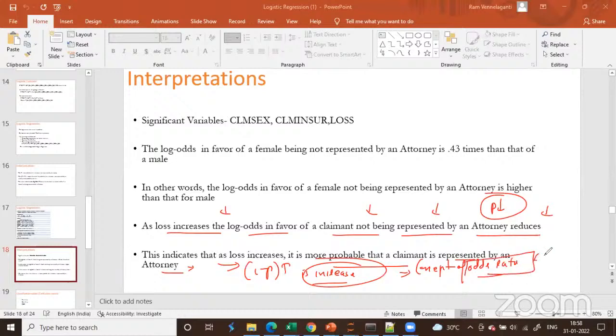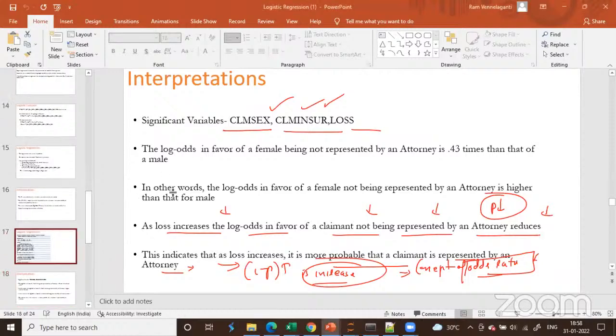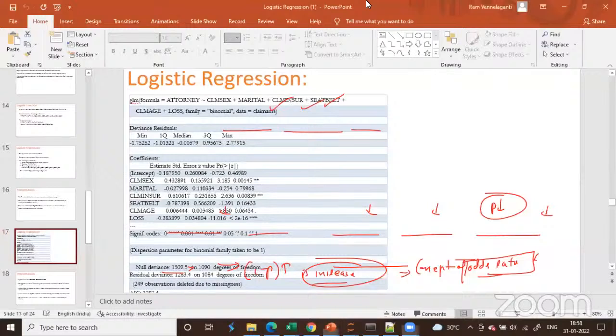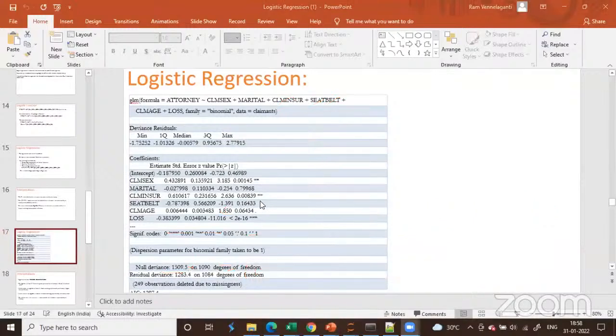That is the logic. So your significant variables are claimant sex, claimant insurance, and loss. These are our significant variables. So that is how you are going to interpret your odds ratio from your logistic regression model output.